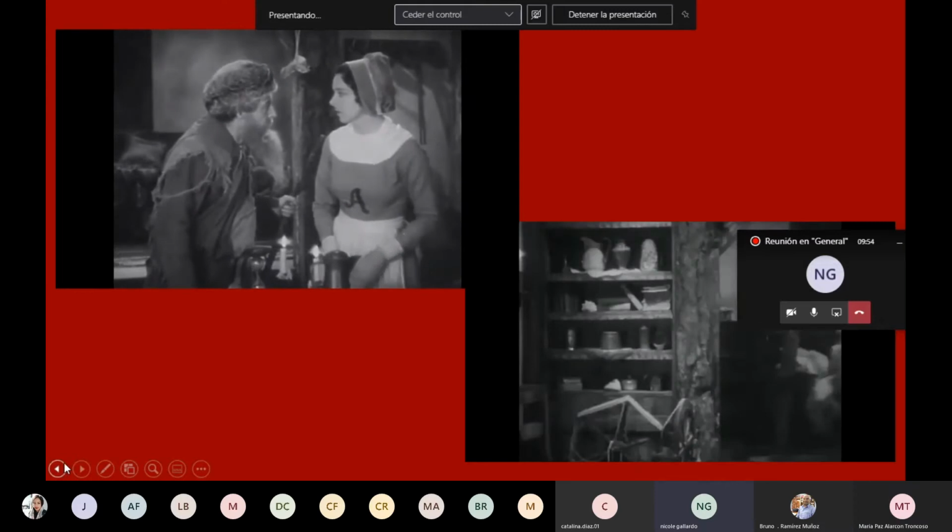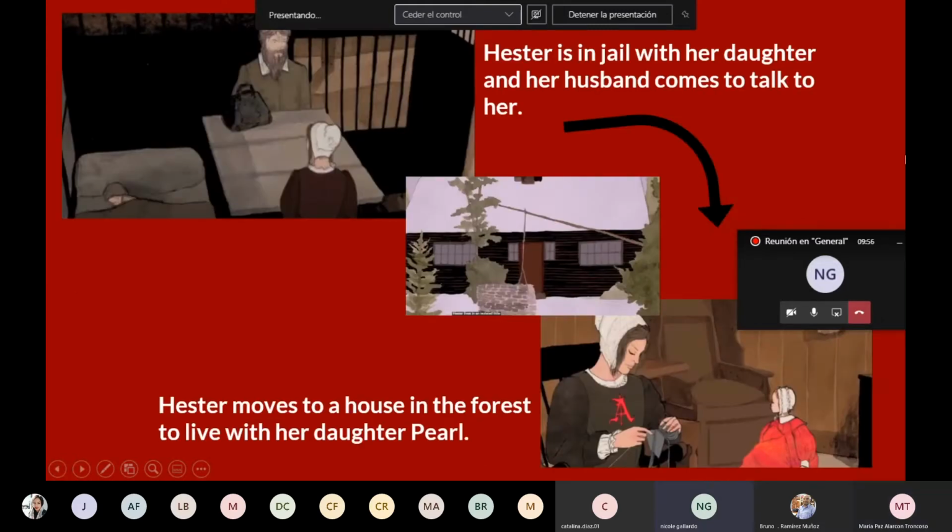The previous slide, please. Three years later, as you can see there, Hester is let out of prison, and she moves to the outskirts of Boston, near the forest. Meanwhile, Chillingworth starts working as a doctor, but he doesn't have formal medical training. One of his patients is Dimmesdale, because he is feeling a pain in his chest, and he thinks he has heart trouble.